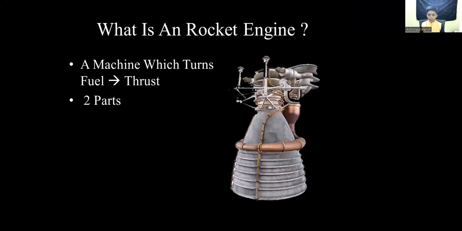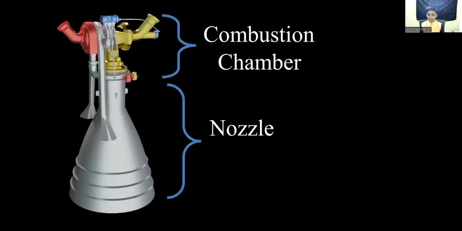What is a rocket engine? A rocket engine is a machine which turns fuel into thrust. It has two parts, the combustion chamber and the nozzle. The combustion chamber is the place in which the fuel and oxidizer meet together to combust. The nozzle accelerates the exhaust of the combustion chamber to sonic and supersonic speeds.